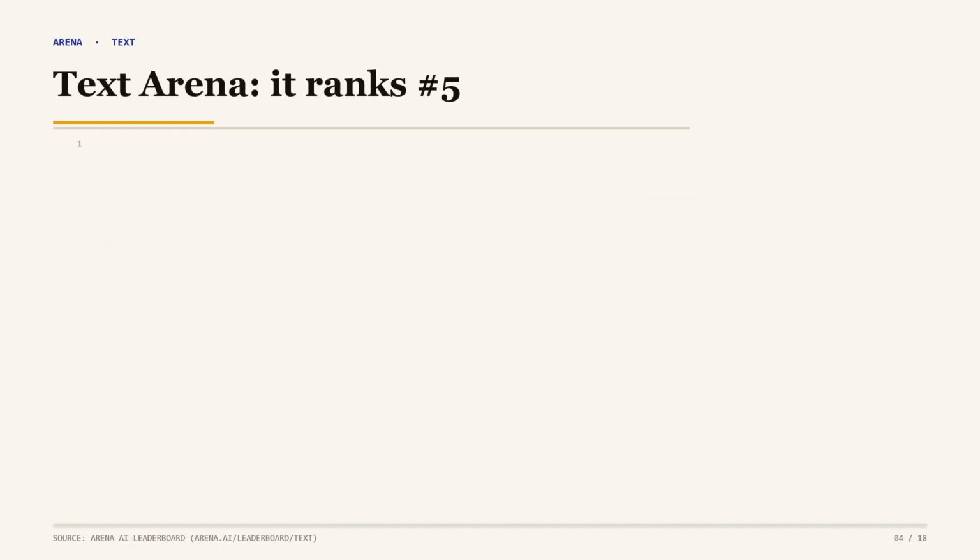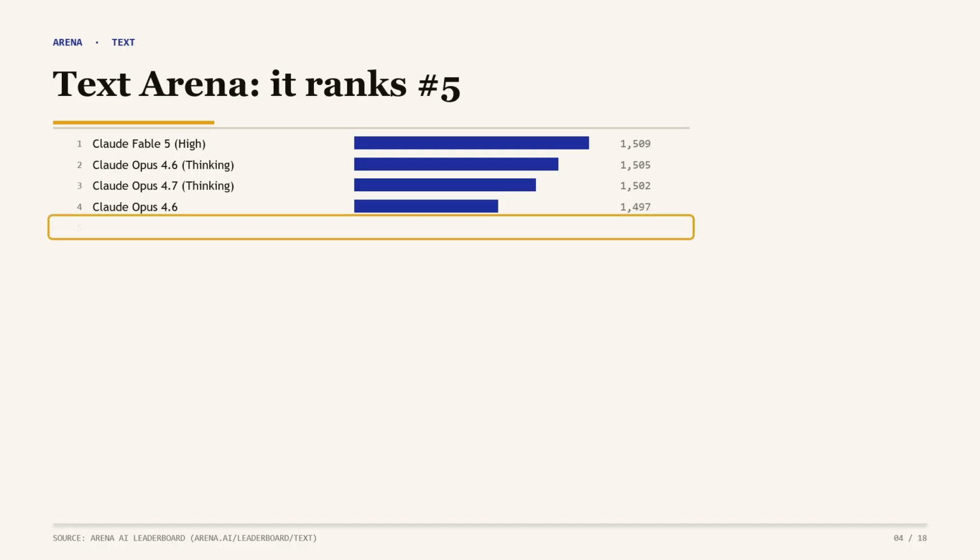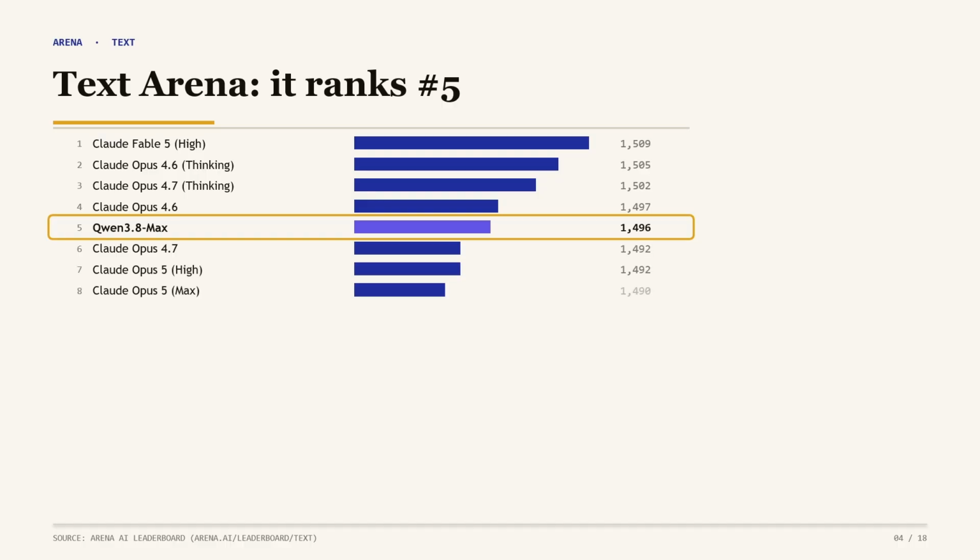Now, this is the text board. People type a question, get two answers, and pick the one they like more. Thousands of votes turn into a score. Qwen 3.8 Max sits at number 5 with 1496. Look at the four above it. All four are Claude, and three of those four are the same model at different thinking budgets. So in terms of different companies, it is closer to second than it looks.